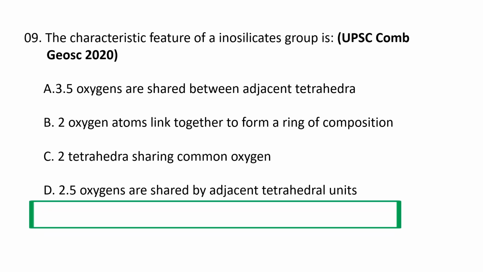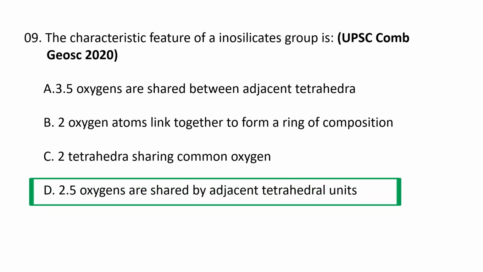The characteristic feature of inosilicate is that 2.5 oxygens are shared by adjacent tetrahedral units. Inosilicates are a class of inorganic compounds whose structures are characterized by silicate tetrahedra, each of which consists of a central silicon atom surrounded by 4 oxygen atoms at the corners of a tetrahedron, arranged in chains.